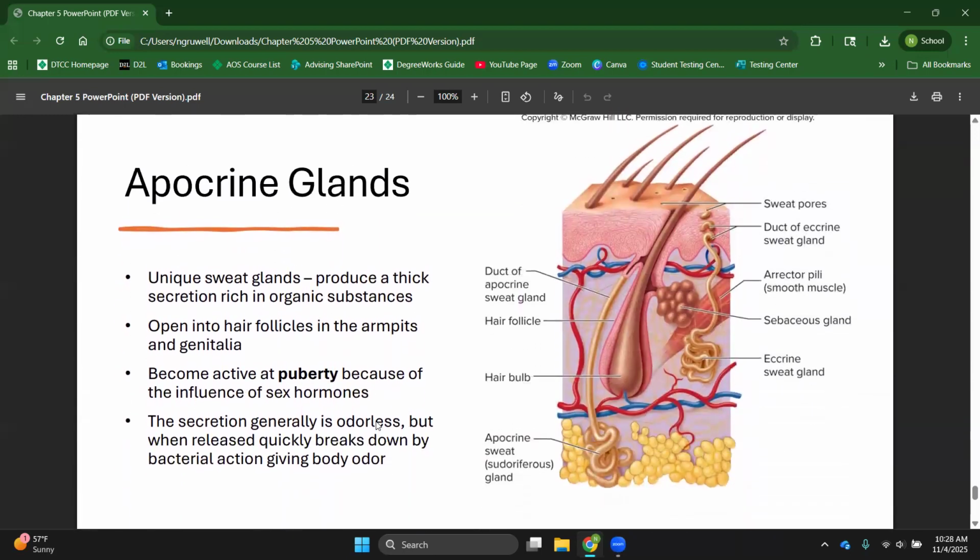Our other type of sweat gland is known as an apocrine gland. And so these are different than our eccrine glands. They're a bit more unique because they produce a thicker secretion that has a lot more substances dissolved in it. And so these do open onto our hair follicle. So you'll see our eccrine glands go up to the surface by themselves. The apocrine gland has its own initial kind of duct or tunnel, but it's going to connect to our hair follicle before it gets to the surface.